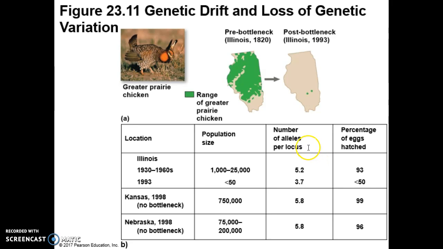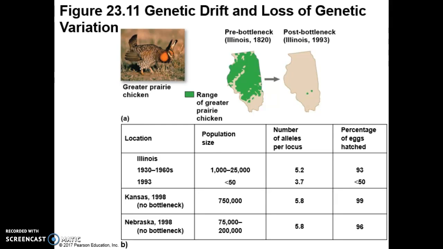Check out our number of alleles per locus. Remember, a locus is like an address on a chromosome, so it's a gene's address. So the number of alleles per locus dropped. And if we use these other groups to compare, we're drastically lower than those other groups. Percentage of eggs hatched, 93, 99, 96, less than 50 after the bottleneck. So it produced some real issues in these organisms.